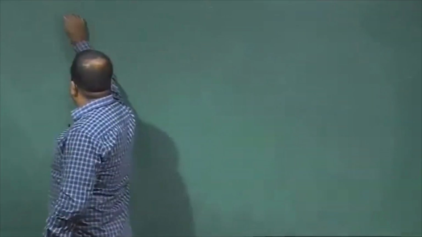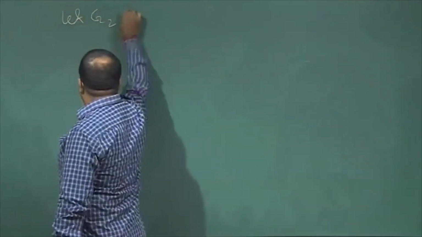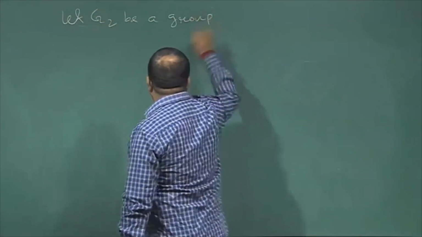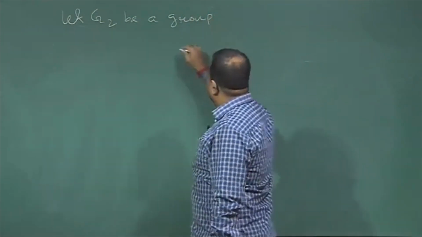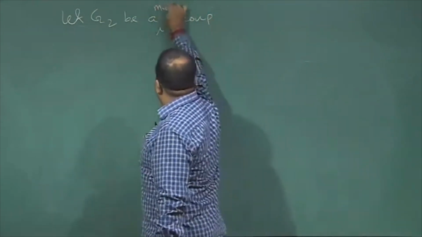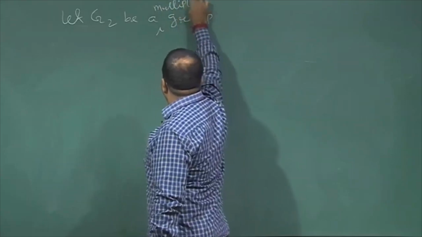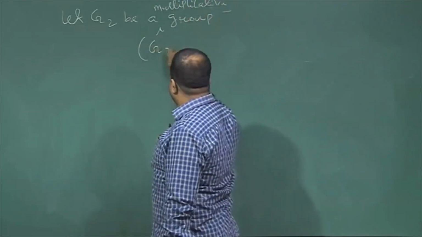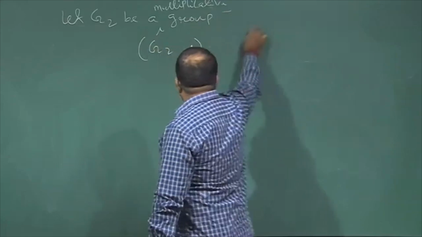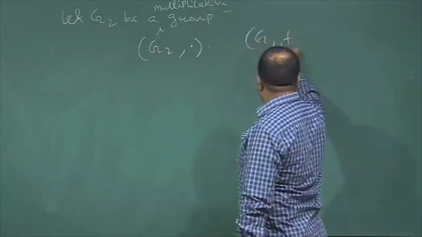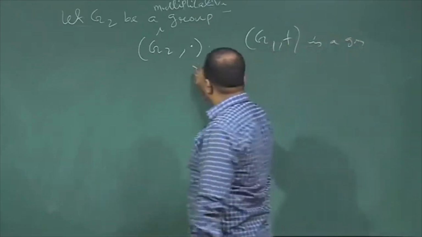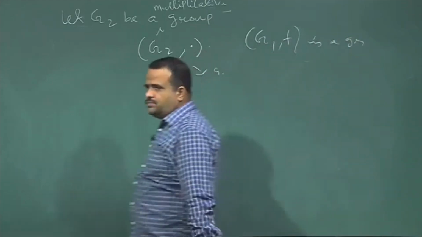We have another group G2, let G2 be a cyclic group, a multiplicative group. Multiplicative group means the operation is in the multiplicative sense. So G1 is basically in the additive sense, and is a group, and this is also a group. So we have two groups, G1 and G2.